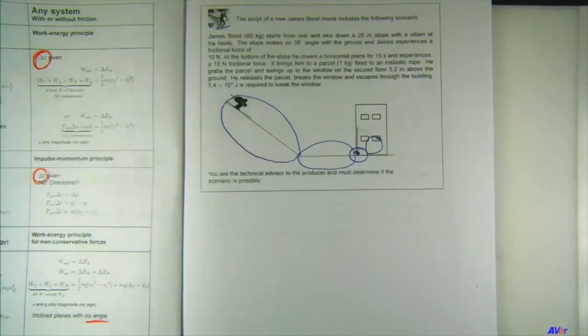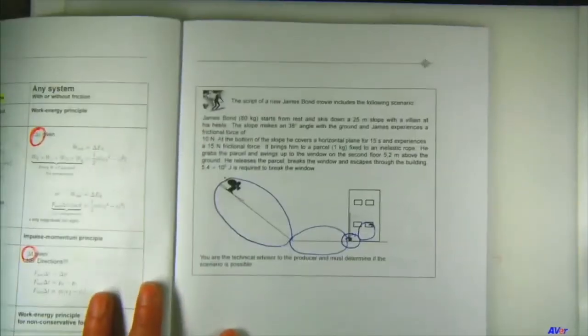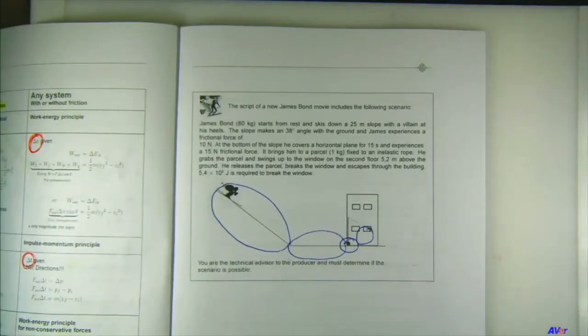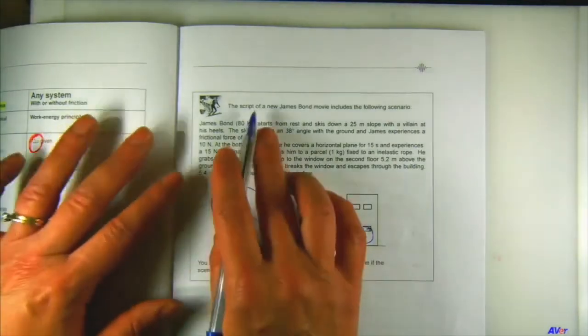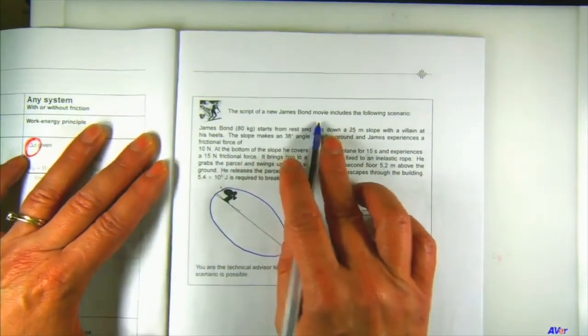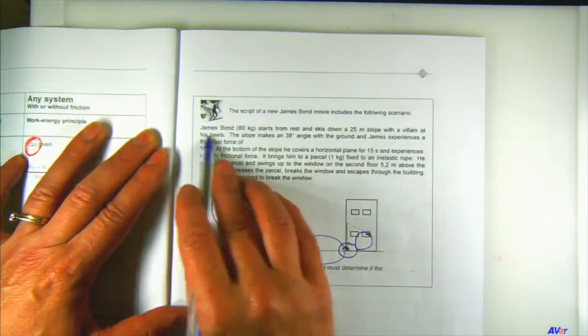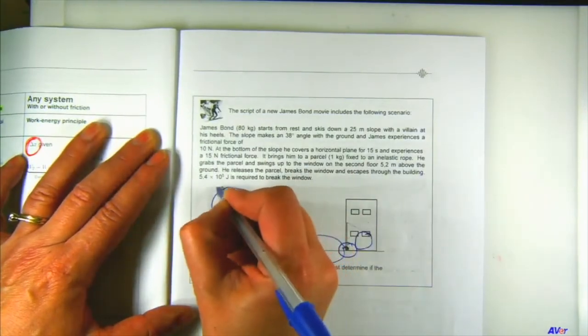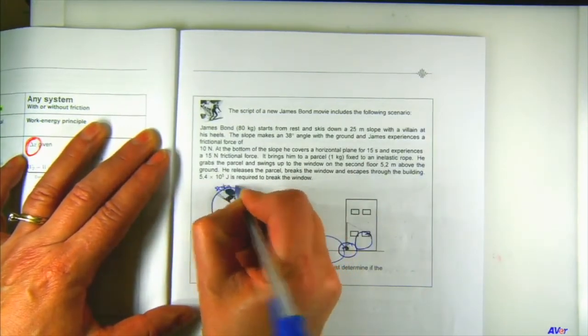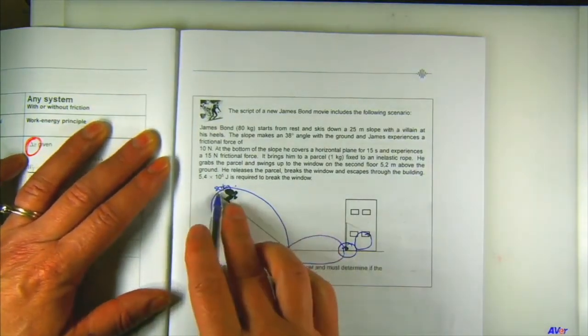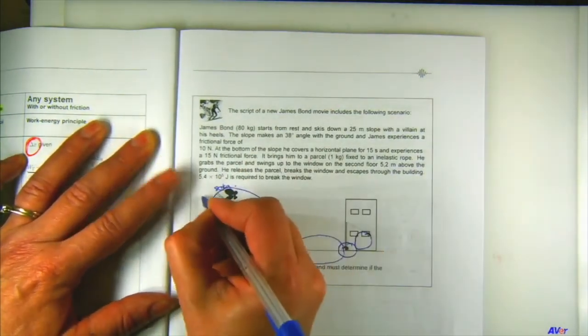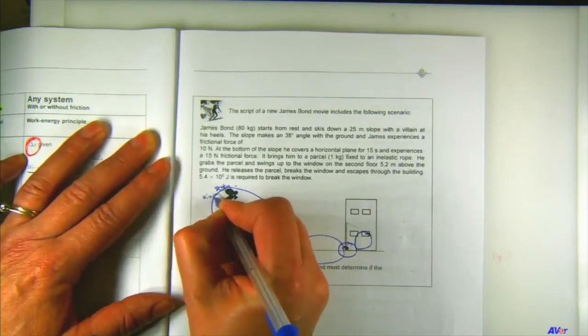So let's go and look at our question on the right-hand side. We're on page 15. Now let's read slowly. The script of a new James Bond movie includes the following scenario. James Bond, 80 kilograms. Go and write it in. I don't want to read the passage. So he's 80 kilograms and starts from rest. So V initial over there is 0.